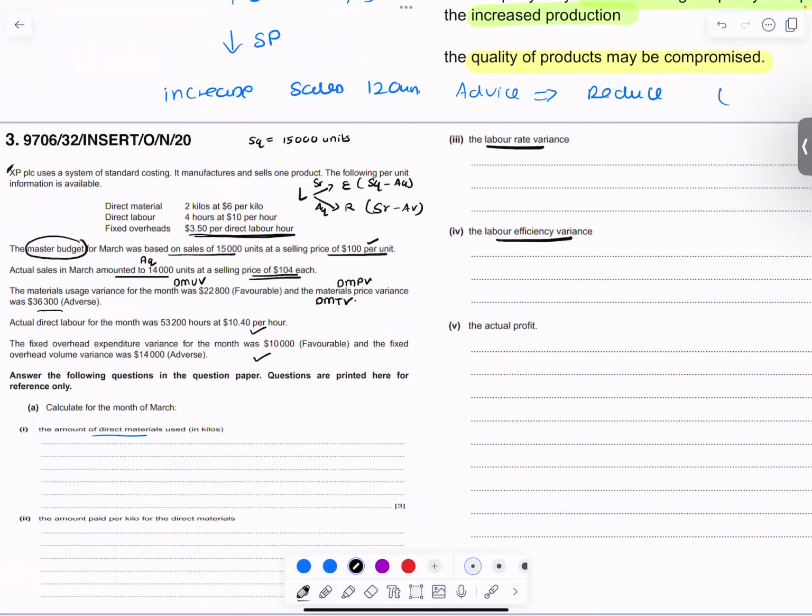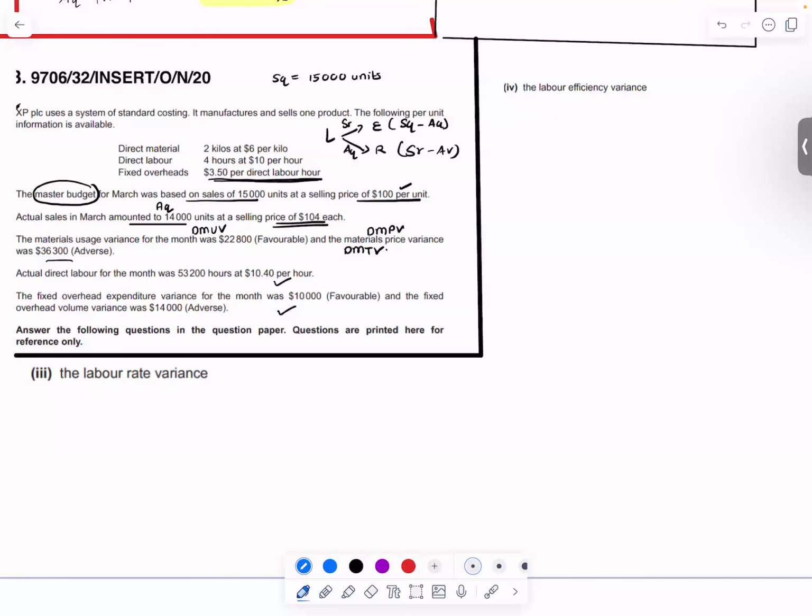Let's take the labor rate variance. First, I'll write the formula. Just 1 minute. I'll write the formula. Okay, I'll wait. When we're talking about labor rate variance, rate, that means this part. So labor rate variance is standard rate minus actual rate into actual quantity. What is the standard rate?